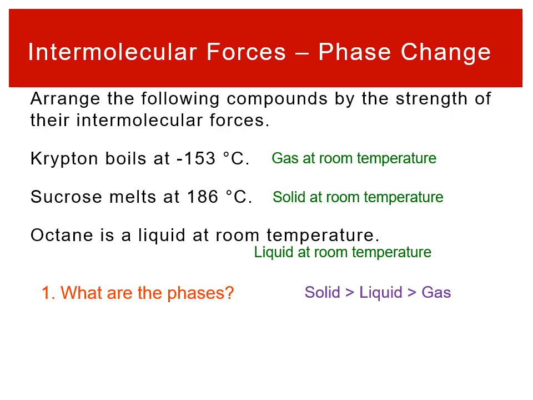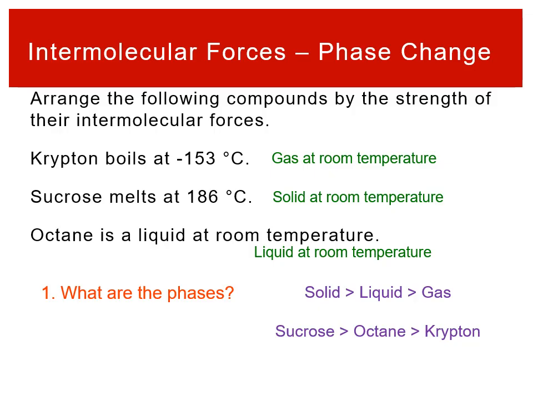So we know that things that are solid at room temperature have stronger intermolecular forces than liquids and then gases, respectively. So that tells us that sucrose is a solid at room temperature. Sucrose has the strongest intermolecular forces. Octane as a liquid would be the next weakest, and then krypton finally would have the weakest intermolecular forces of this bunch. So you can always make this distinction.